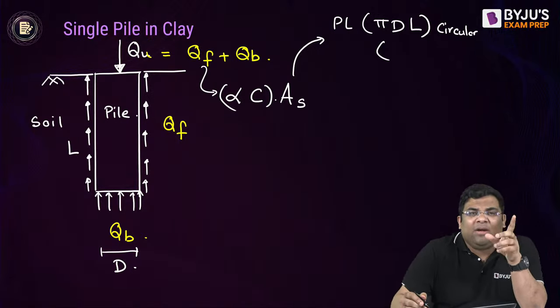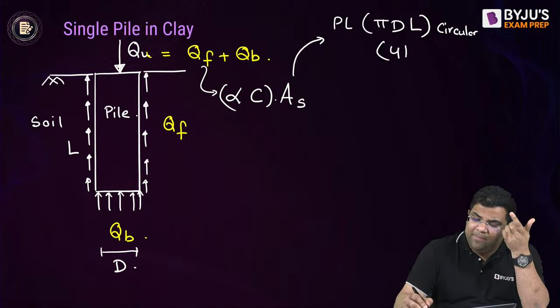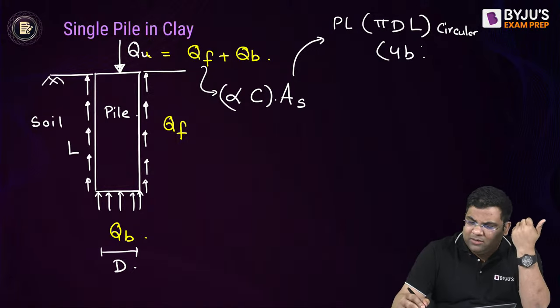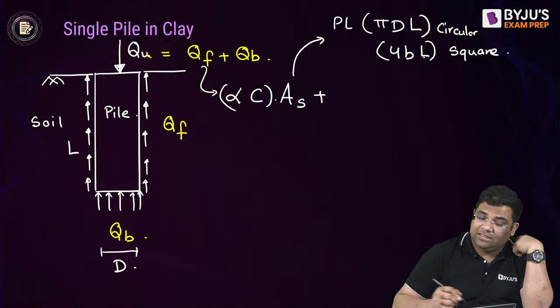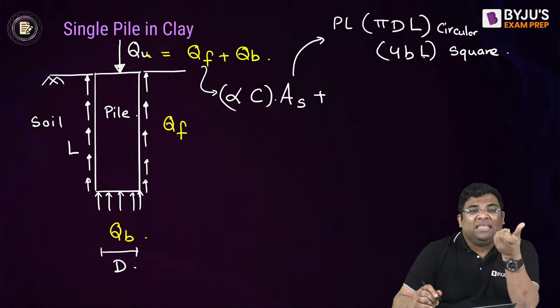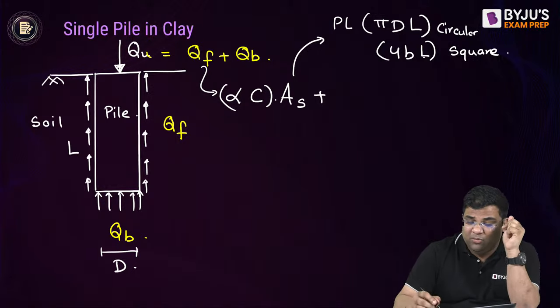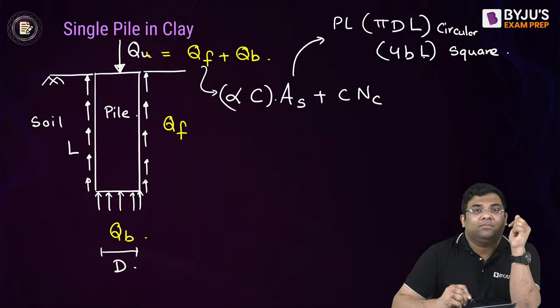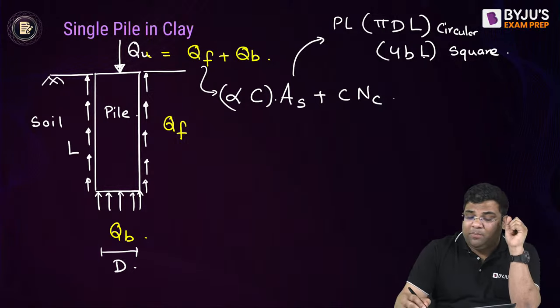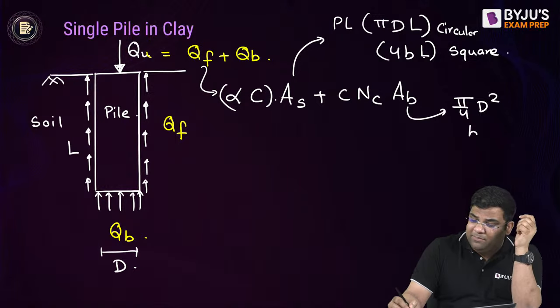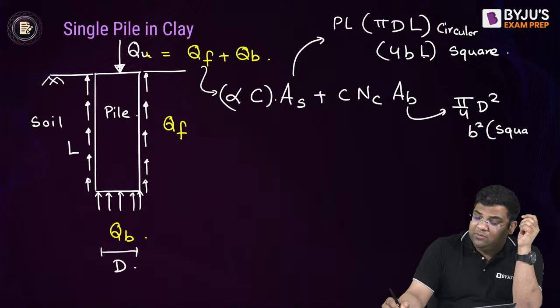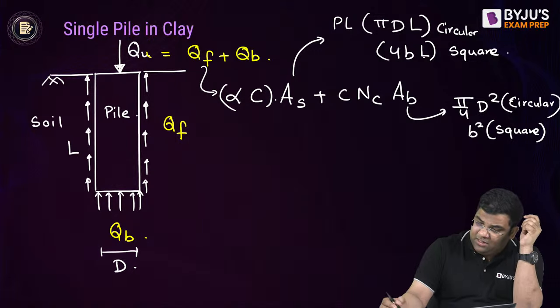Now if it is rectangular, what will the perimeter be? 4 into the width, that is the perimeter of a square. So into L will give me the surface area. Now plus, this is the skin friction. I'm talking about base resistance. The base resistance will be equal to your C and C, Nc into what? Your base area. And what will the base area be? If it is a circular pile, pi by 4 d square. And if it is a square pile, it will be simply B square, the side length square. And this is for a circular area.